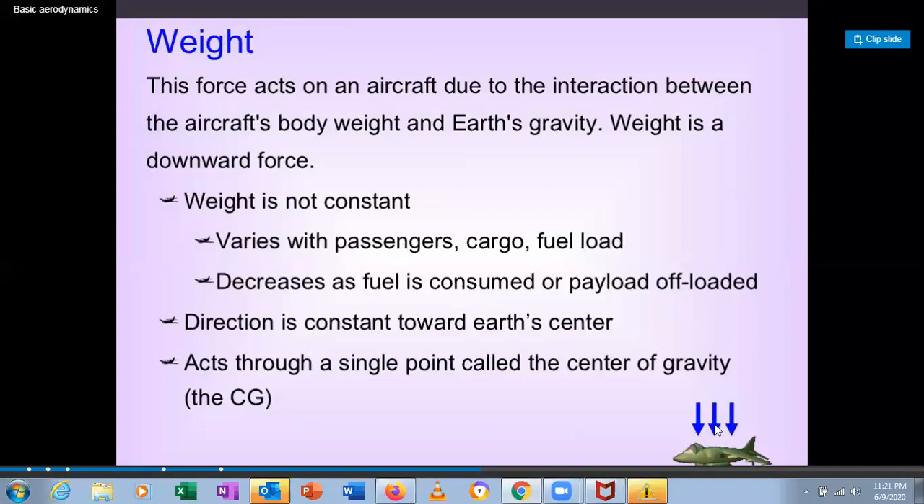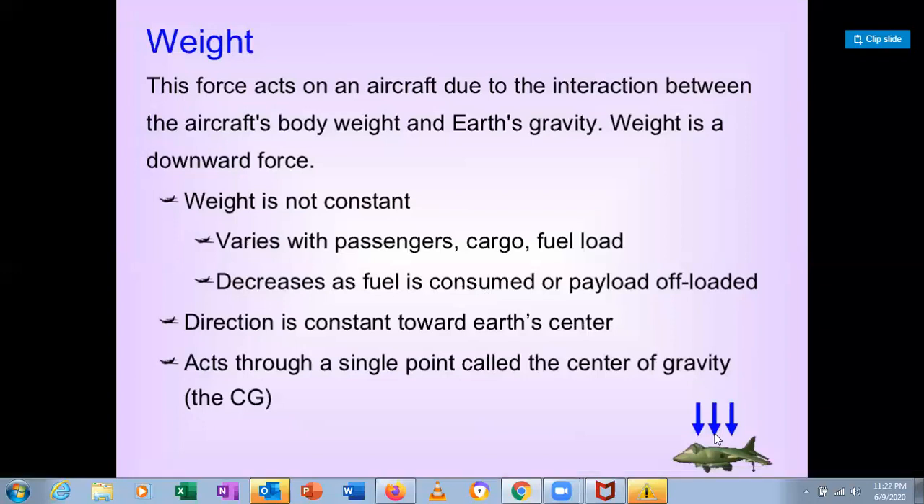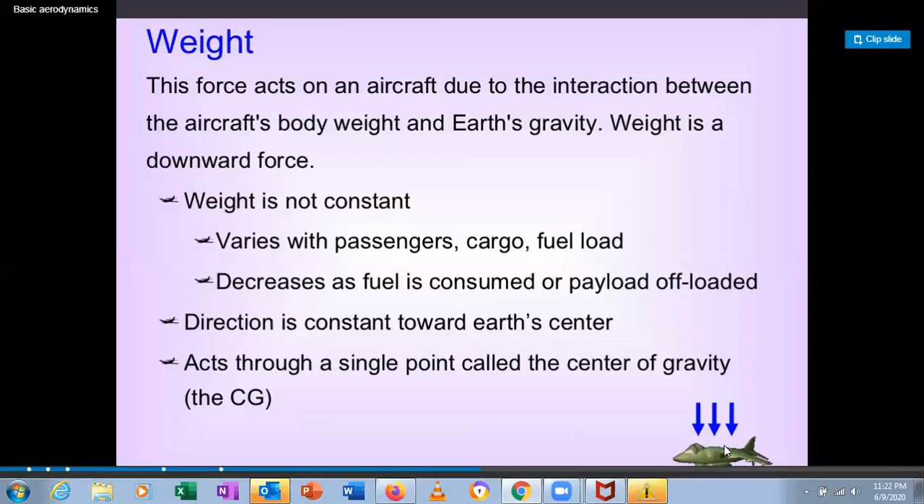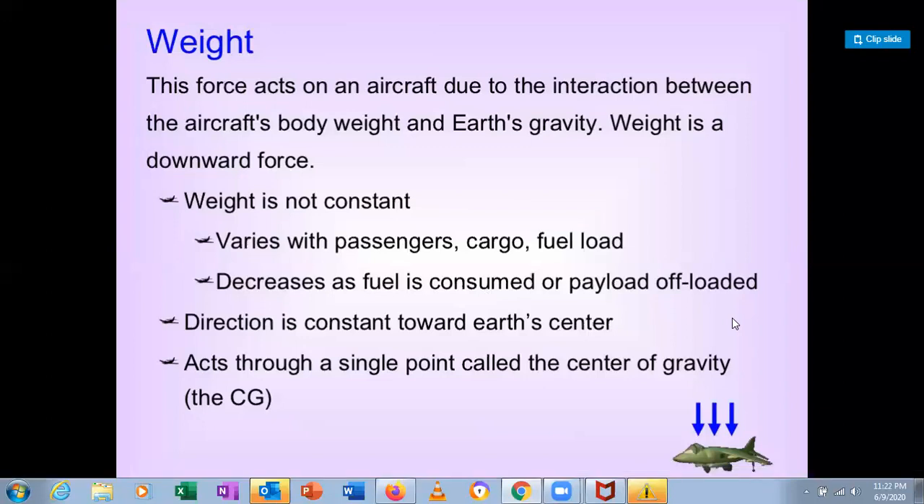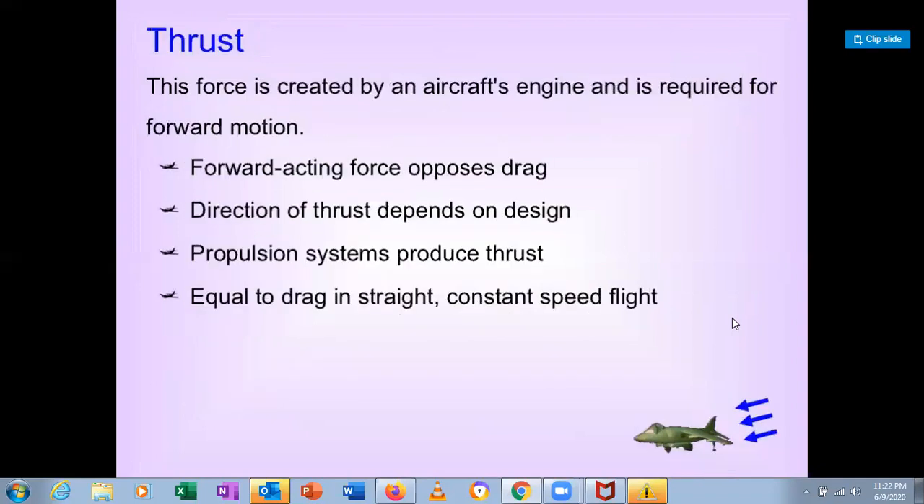What is the CG? Each aircraft part has its own weight: the wing, the landing gear, the tail. From a reference point we take the distances and add up all the weights. We'll learn in further classes how to find the CG of the aircraft. It's very important. During takeoff the CG must be maintained, otherwise the aircraft will become imbalanced and takeoff will not take place. So the CG plays a very important role.